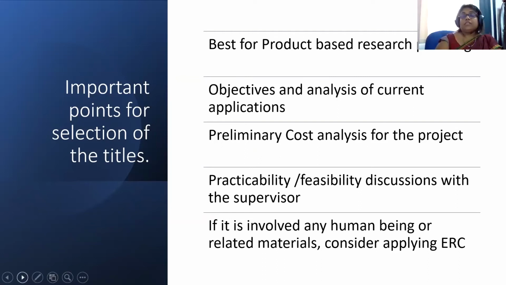And then plan your objectives and analyze the current situation. Also remember, you have to plan it well because of the preliminary cost analysis. You can plan anything, but you have to do the preliminary cost analysis, and your supervisors are there to help you. Also do the practicability and feasibility assessment, with the supervisor, of course. And if you want to do human analysis, so human related materials, well, we have an accredited ethics review committee and you can submit your applications and get the proper ethics clearance and do your work.